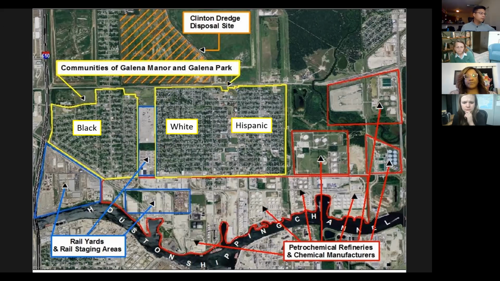This image reveals the residential settlement pattern, some of which is inherited from past housing segregation policies, and the rest is by choice. The Black residents occupy the western part of the town in what is historically known as Galena Manor. White residents are in the middle, and the Latinx community occupies the eastern parts of town.